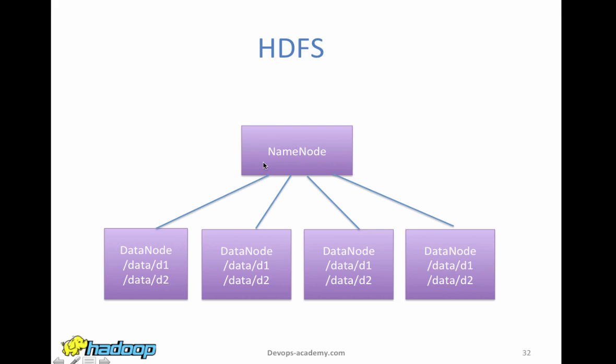HDFS is a distributed file system. When you put a file into HDFS, that file is distributed across the nodes. In our current cluster setup, only one data node is there. So when you put a file on HDFS, the Hadoop distributed file system, it only copies to one data node, and that resides under /data/d1 and /data/d2.